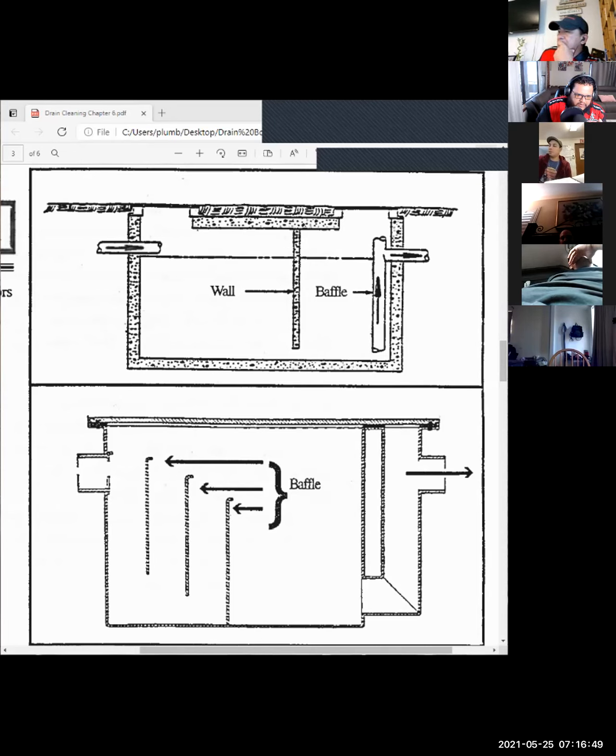This grease trap here, just imagine it cut straight in half. These are walls right here in the trap. Each wall in these traps is there to make sure that the grease does not pass through into the sewer system, which is the exit here.